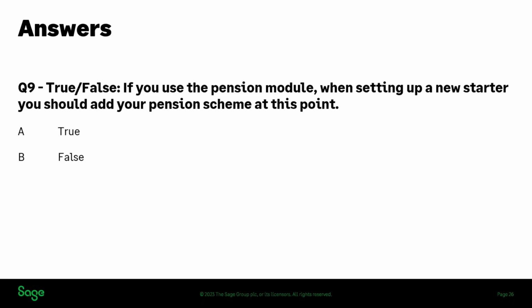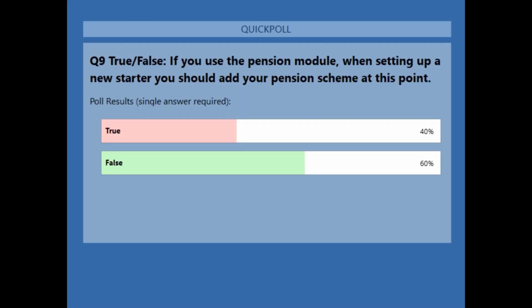So question number 9 was true or false. If you use the pension module when setting up a new starter, you should add your pension scheme at this point. So either through the employee wizard or quick employee. So let's reveal the results first. And once again, Duncan will be letting us know the correct answer. So let's share that one.